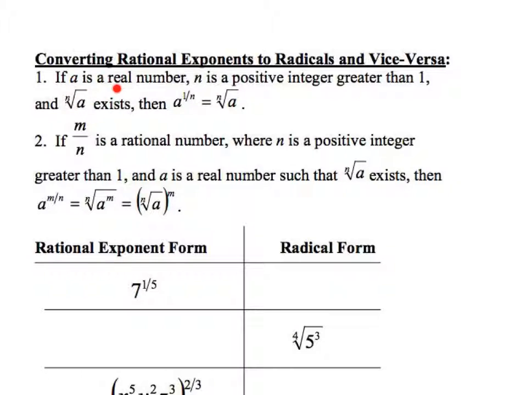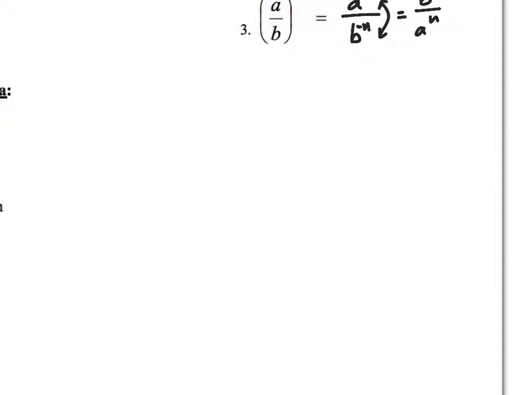If a is a real number, n is a positive integer greater than 1, and the nth root of a exists, then I can rewrite the nth root of a as a fractional exponent. And same thing, if m over n is a rational number, n is a positive integer greater than 1, and a is a real number such that the nth root of a exists, then a to the m over n power is equal to the nth root of a to the m, which is equal to the nth root of a, all raised to the m power.